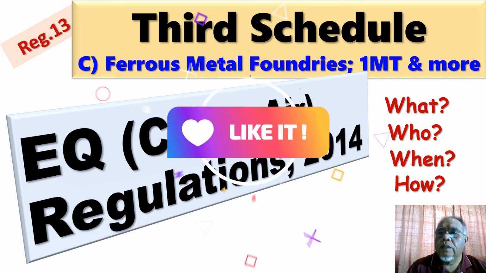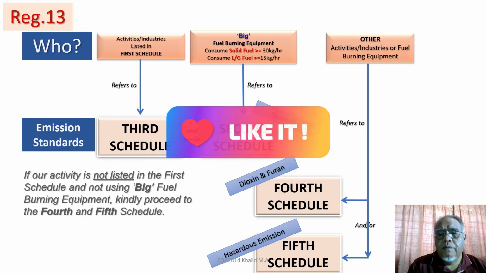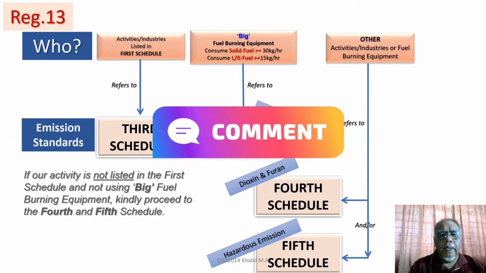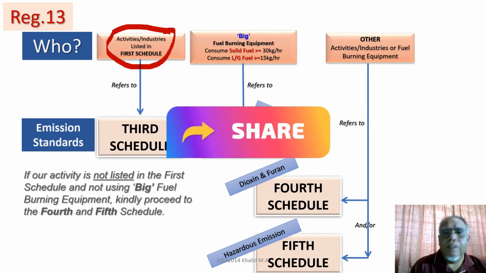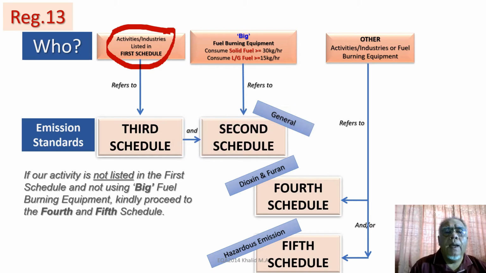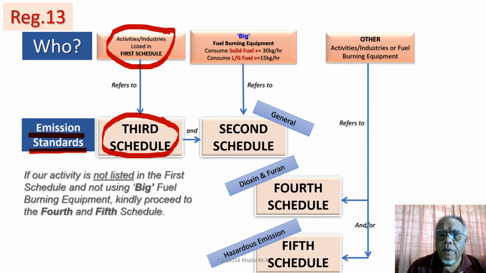Let's get into the next slide because we still prefer to recap what we are doing. Please remember, we are here looking into activities in the first schedule, and we are in the middle of the third schedule, whereby this is the emission standard for activities in the third schedule, and they don't have to refer to the fourth and fifth schedule. Those are for other industries. All right, let us continue.